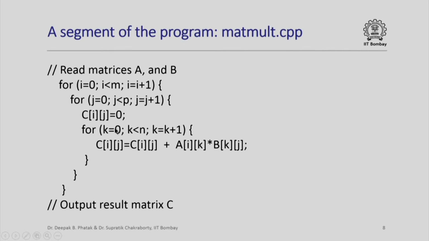So, the sigma k equal to 0 to n minus 1 is calculated by this do loop, where Cij is augmented by Aik into Bkj. Once this loop is over, the same thing is to be done for other values of j and for all values of i. When I complete these 3 nested iterations, I will simply have the resultant matrix and I can output the result matrix C. Notice how simple the program is.